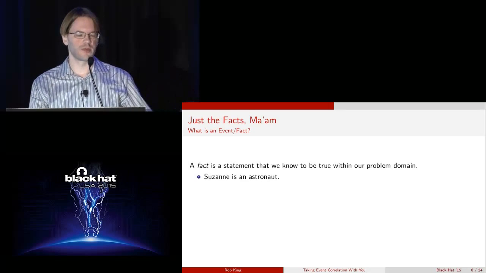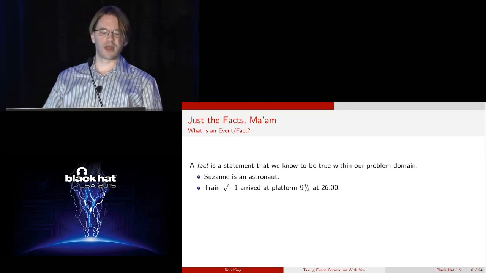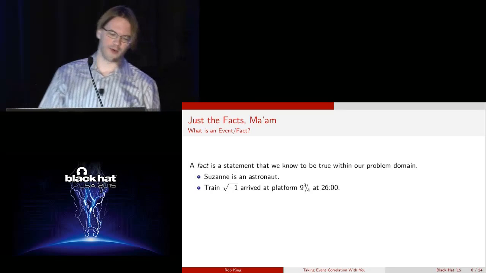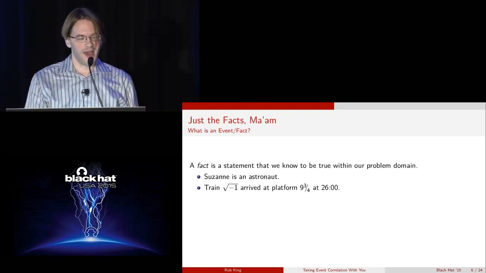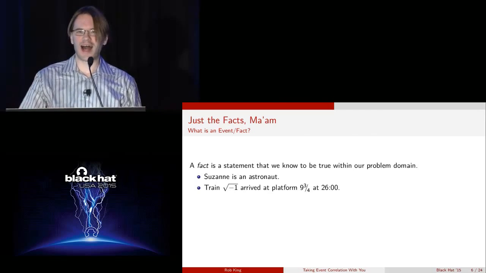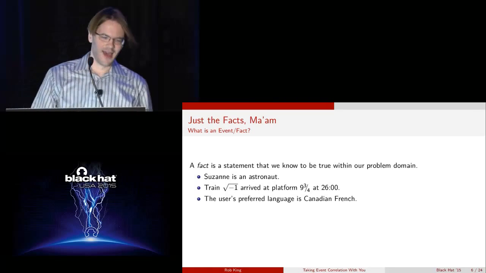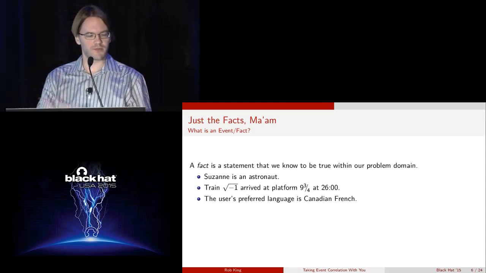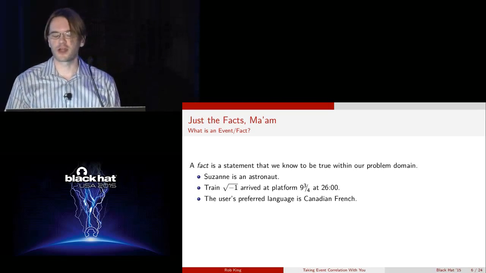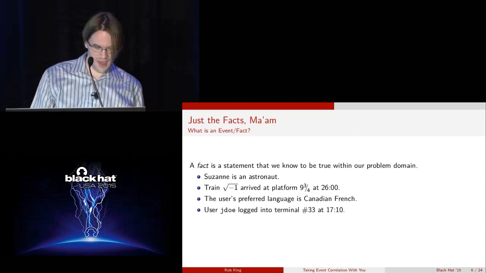So it could be a statement about a person or an object: Suzanne is an astronaut. Could be an event, something that happened, like train I arrived at platform 9 3/4, which, I'm that big of a dork. Come on, that's awesome. It can also state things about notions, like the user's preferred language is Canadian French, which isn't everybody's.